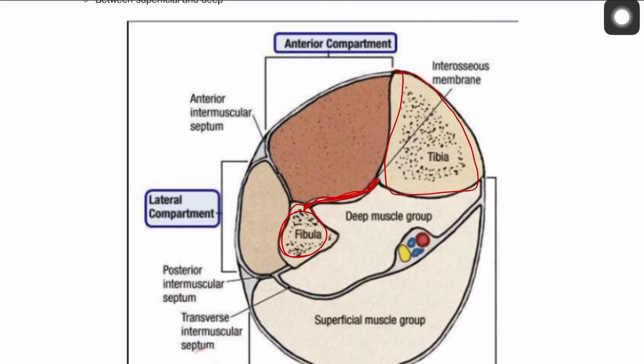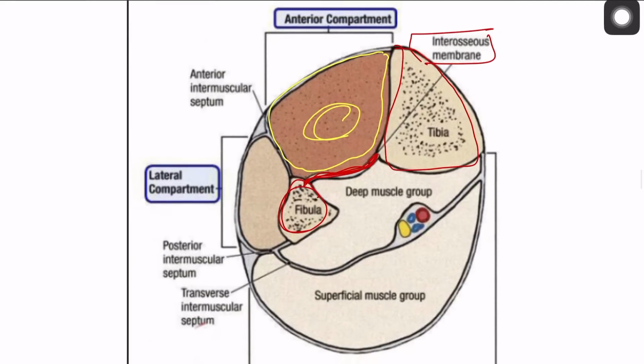Initially, this interosseous membrane will divide the anterior compartment from the posterior compartment. This is the muscle of the anterior compartment, and it is divided from the posterior compartment. In the posterior compartment, we mentioned there is a superficial group and a deep group, separated by a transverse intermuscular septum. And you have the lateral compartment, with 2 septa: the anterior intermuscular septum and the posterior intermuscular septum.